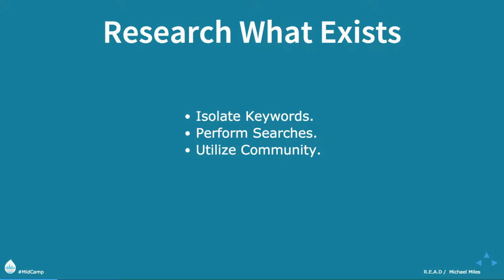So when you research what exists, isolate your keywords for your functionality needs, perform searches with those keywords, and ask the community for help. When you do these 3 things, 99% of the time, you're going to find at least one module that probably does what you're looking for. That 1% of the time where you don't find anything, build a custom module, because there's nothing that exists.